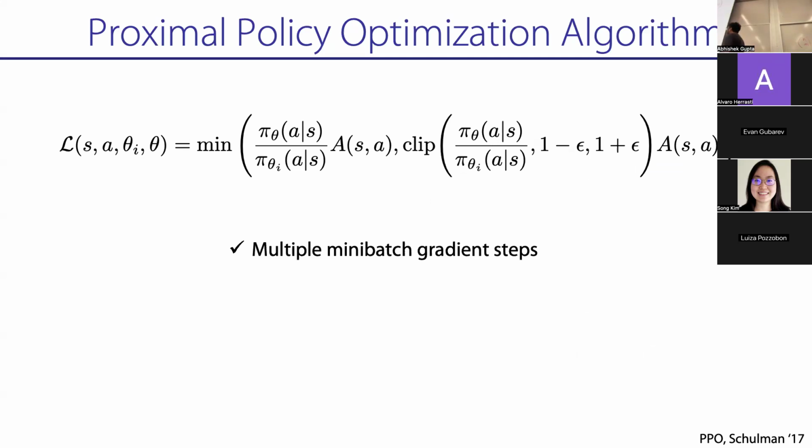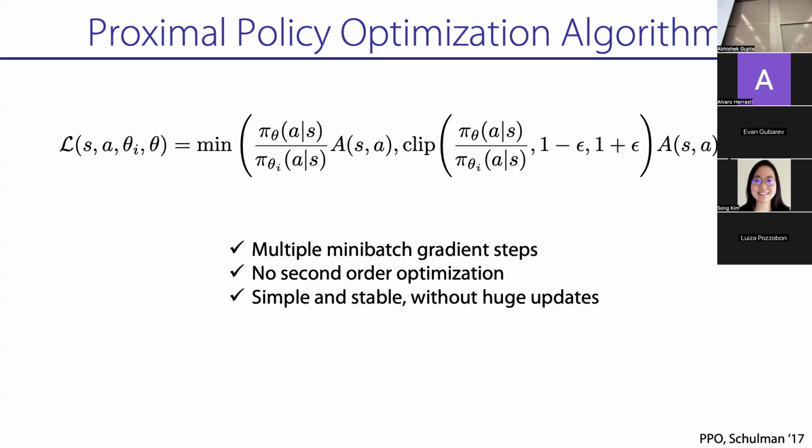Okay. So the nice thing about it is that, because you have a surrogate objective, you can do multiple steps. So typically in PPO, you'll take mini batch steps. You don't do a huge gradient update with a huge batch. You'll have many mini batch gradient steps. You don't have any second order optimization. There's no conjugate gradient. There's nothing. Just use your standard optimizers. It's super simple, super stable.